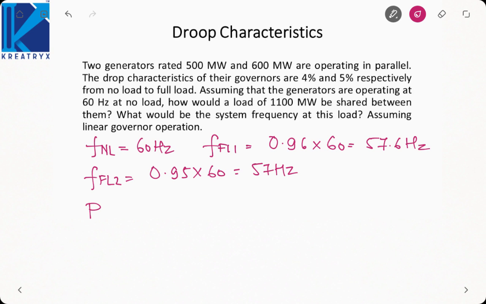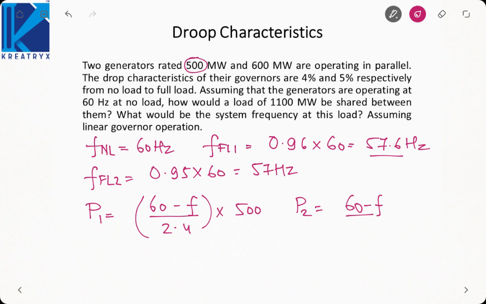Now I can form the equation for power: P1 is no load minus F upon no load minus full load, which is 2.4, into P full load. P full load of first alternator is 500. Similarly, P2 is no load minus F by no load minus full load into P full load 2, which is 600. Now it is saying a load of 1100 megawatt is shared by the alternators, which means P1 plus P2 is 1100.